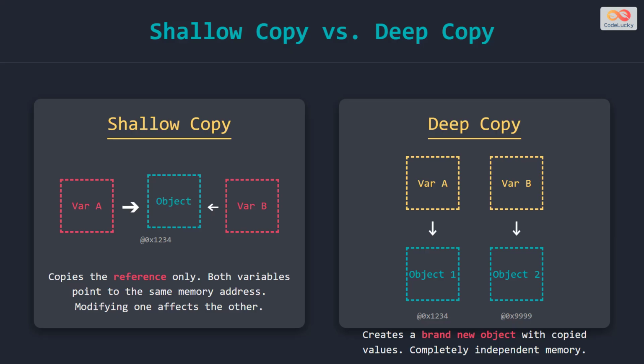The core of this problem lies in understanding the difference between a shallow copy and a deep copy. A shallow copy just copies the reference or address. Both variables point to the exact same object in memory. A deep copy, however, creates a brand new independent object with the same values. Our goal is to create this deep copy structure.